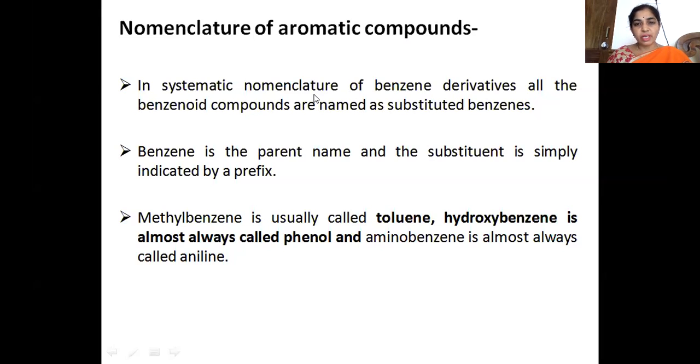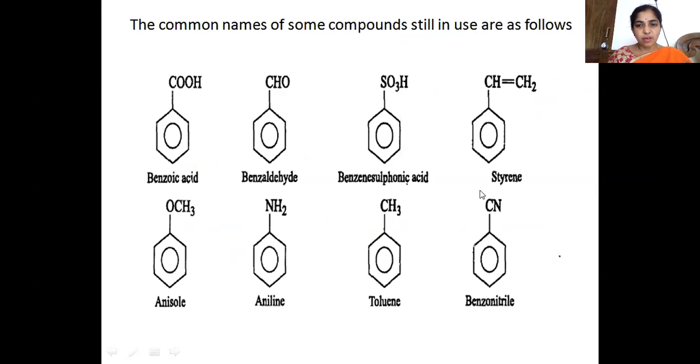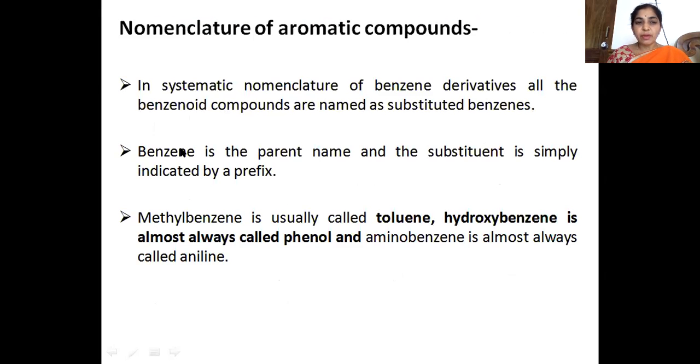In systematic nomenclature of benzene derivatives, all the benzenoid compounds are named as substituted benzenes. Then let us know what these benzenoid compounds are. You can see here all these are monosubstituted benzene compounds, meaning one H has been replaced by some functional groups, some other groups. So these are called monosubstituted benzenes, or you can call them benzenoid compounds. So here benzene is the parent name and the substituent is simply indicated by a prefix.